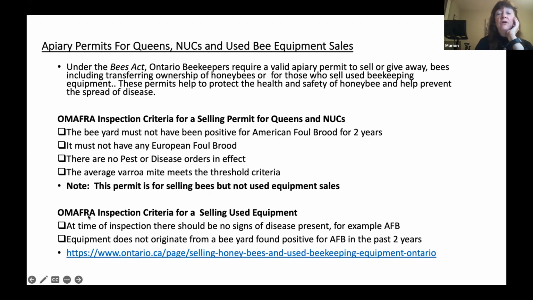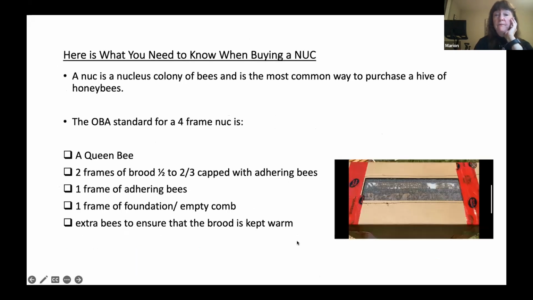If you are selling used equipment, at the time of inspection by OMAFRA, there should be no signs of disease present, for example AFB or EFB, and the equipment does not originate from a bee yard that has been positive within the last 2 years. So take a look at that on our OBA website about selling bees and how you buy them, and also the used equipment section.